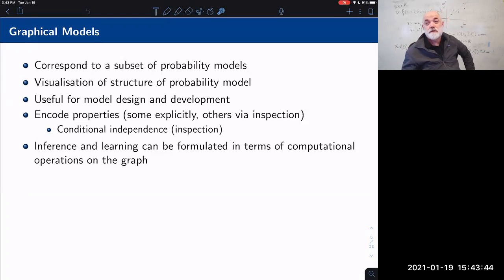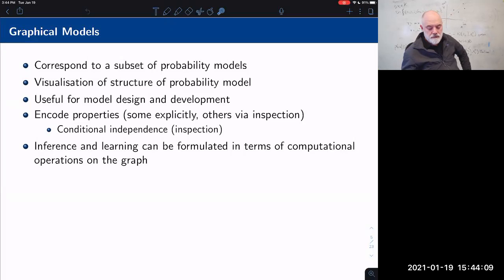And graphical models allow you to encode properties of the distribution that you might care about when doing inference and so forth. Some of those properties you can encode explicitly, in other words, the graphical language encodes them explicitly. Others, you have to run algorithms on the graph or do other kinds of inspections.